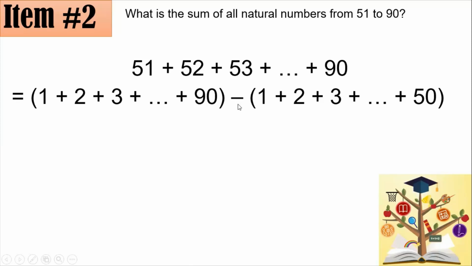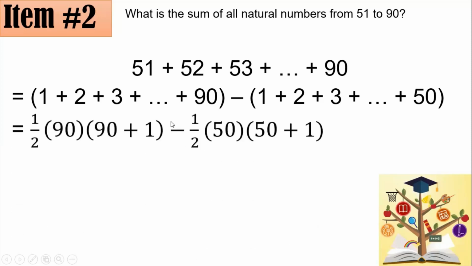That is why it is necessary to subtract the value of 1 plus 2 plus 3 all the way until plus 50. Because this expression subtracted by the second expression will in fact result in this series. And since we now have two series that are both sums of natural numbers, by using the formula for each of these, we have the following.